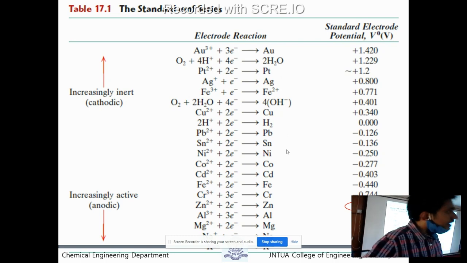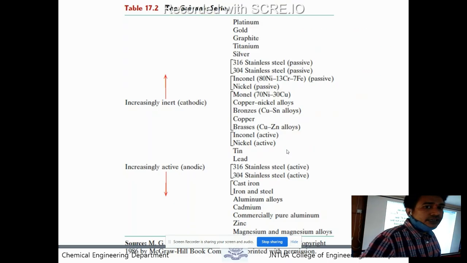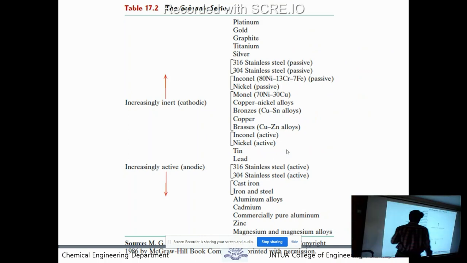Which is anode, which is cathode, we have discussed all these things. Fine. Now, you look at here. Above the series are all called inert or acts as a cathode. Below the series are all called active or anodic materials. Now, I have given some composites also. In stainless steel, you can see stainless steel 316 is inert compared to stainless steel 316 because of the small composition difference.